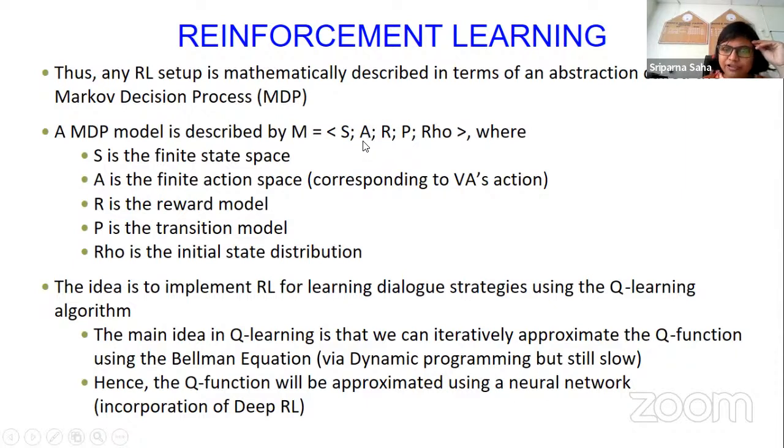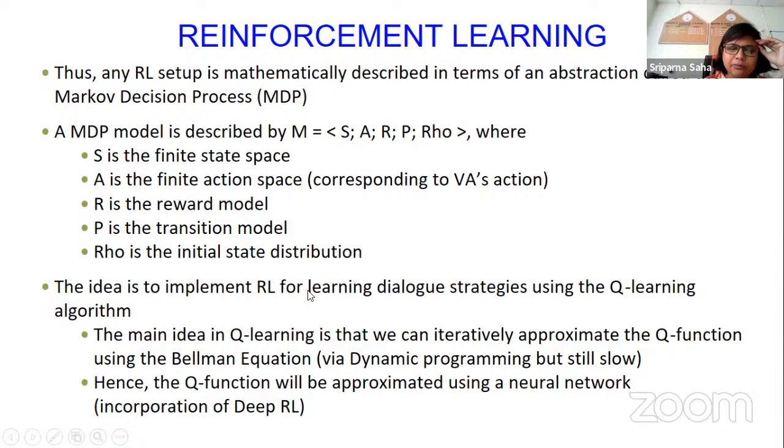So R is basically a function from S and A. Given a state and an action, there is a reward. So basically it is a function of S cross A to a real number. And P is the transition model, describing how one state transitions to the other state. So state to state transition is controlled by P, and rho is the initial state distribution. So S is the finite state space, A is the finite action space, R is the reward model, P is the transition model, and rho is the initial state distribution.